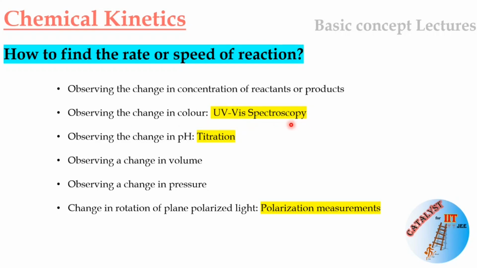these reactions quantitatively using UV visible spectroscopy. We can also observe the change in pH by titration. We can observe the change in volume. We can observe the change in pressure. And for chiral molecules, which is a very interesting topic and which we are going to discuss in detail in our stereochemistry class, the change in rotation of plane polarized light can be measured by polarimetry, which can also be used to find the rate or speed of a reaction.